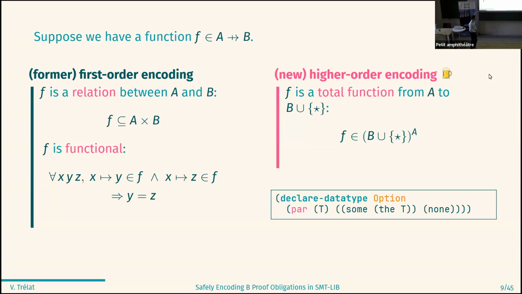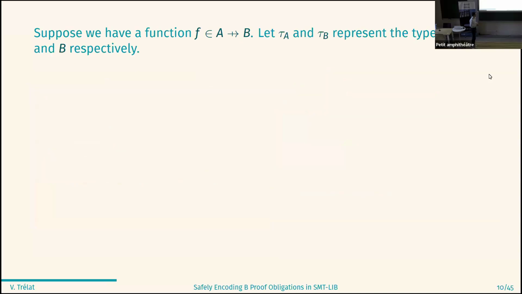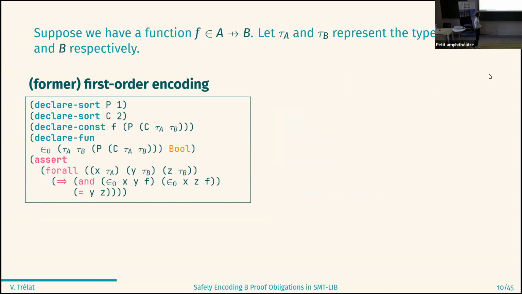And this is going to help me define partial functions. But notice that there are going to be true functions, like in the programming language sense. So let's come back to this example with the F. We just represent tau A and tau B, the types of A and B. So in PP-trans SMT, this would be the encoding that declares F.